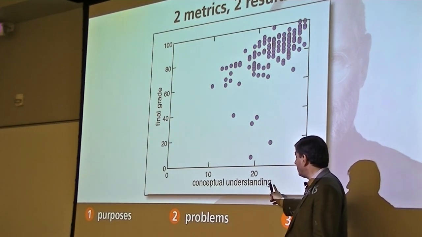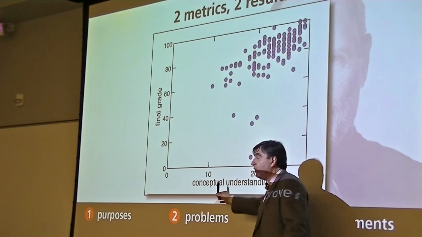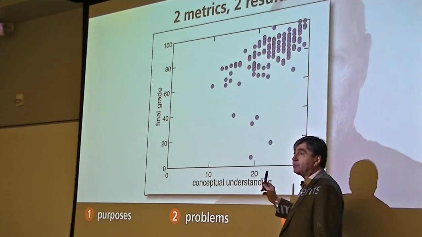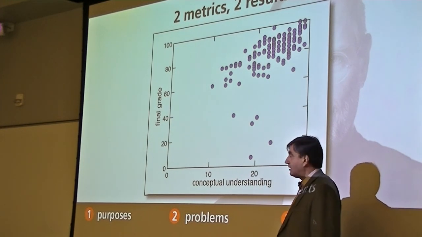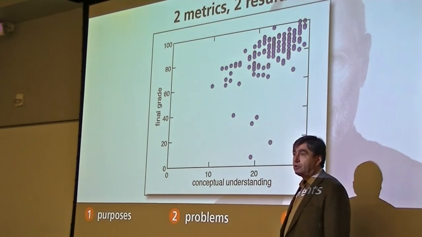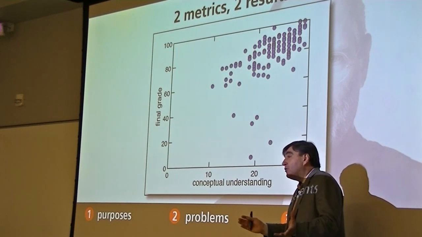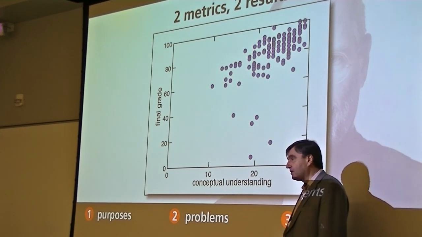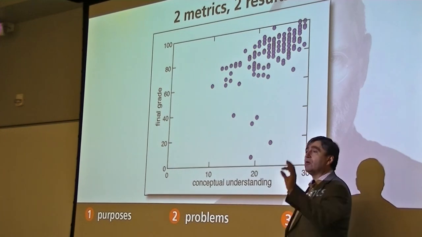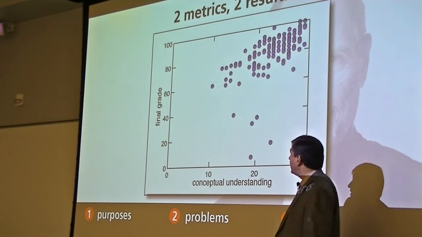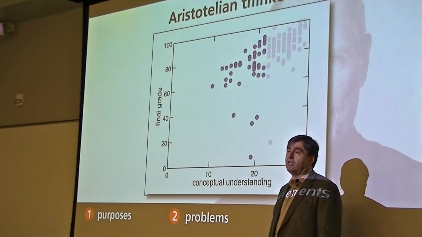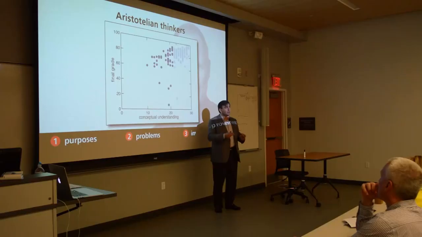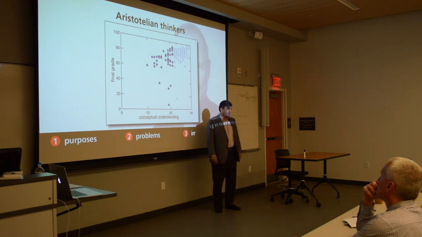So this, for those who were not there, is a measure of how well students understand the concept of force, which is discussed in week one. As you can see, it's broad in that dimension too. And there's maybe some correlation, but not that much. According to the person who authored the test, anybody who scores below 23 is still an Aristotelian thinker, has not understood Newton's laws, on which everything else in the course is based.